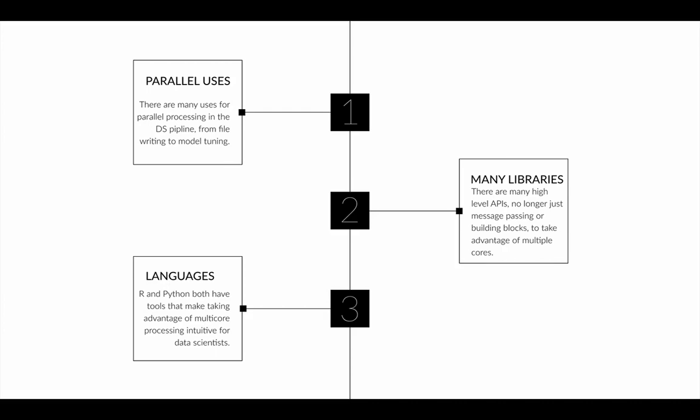These are high-level APIs. They're no longer just message passing or building blocks to take advantage of multiple cores. They work at the layer of abstraction that you as a data scientist want to work. And it's really supported in a lot of languages. R and Python both have tools that make taking advantage of multi-core processing intuitive for data scientists. You're not having to build weird distributed algorithms or worry about making sure that memory contention doesn't happen across multiple threads. You can work really at the layer that you want, in the language that you want, and take advantage of architectures from 2 cores to 127 cores.